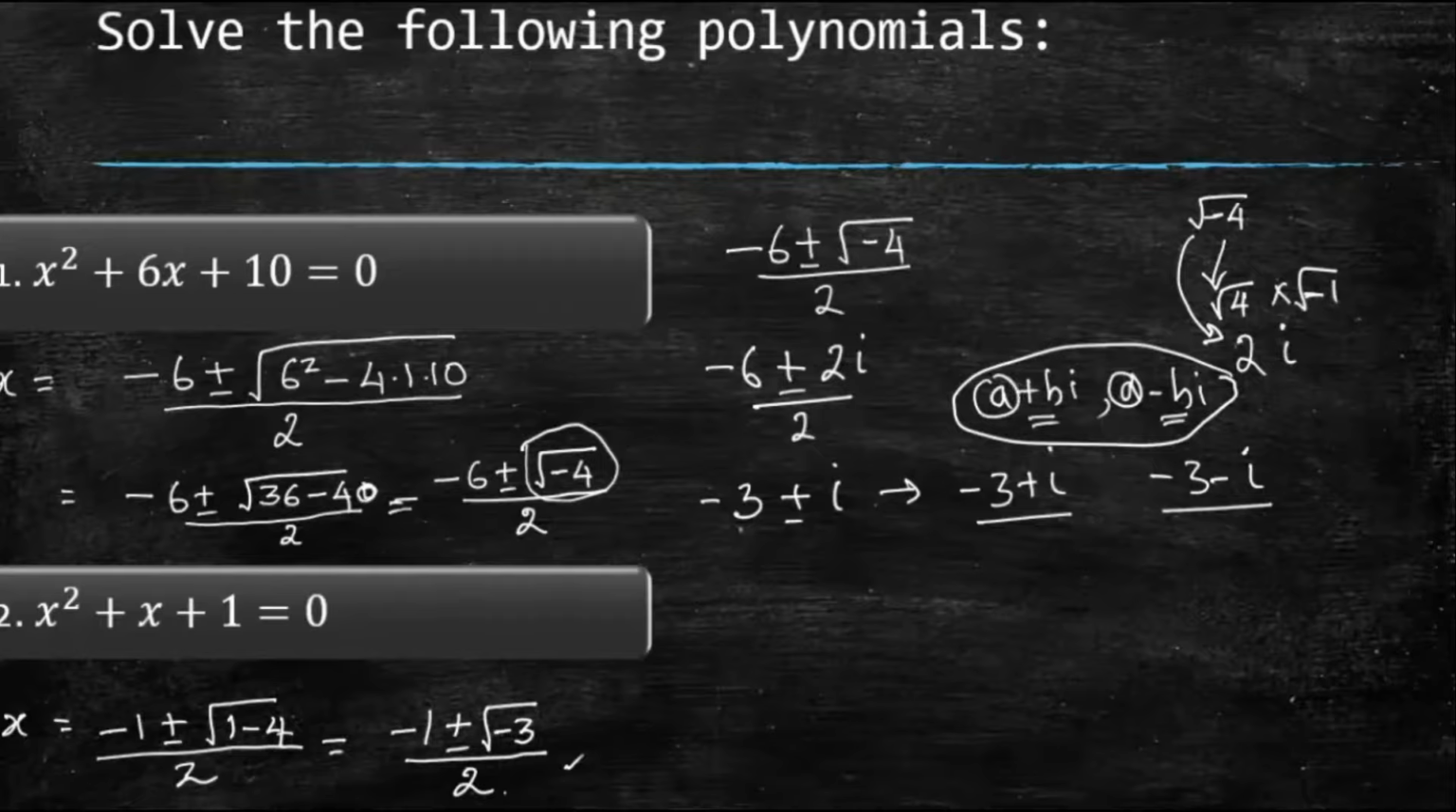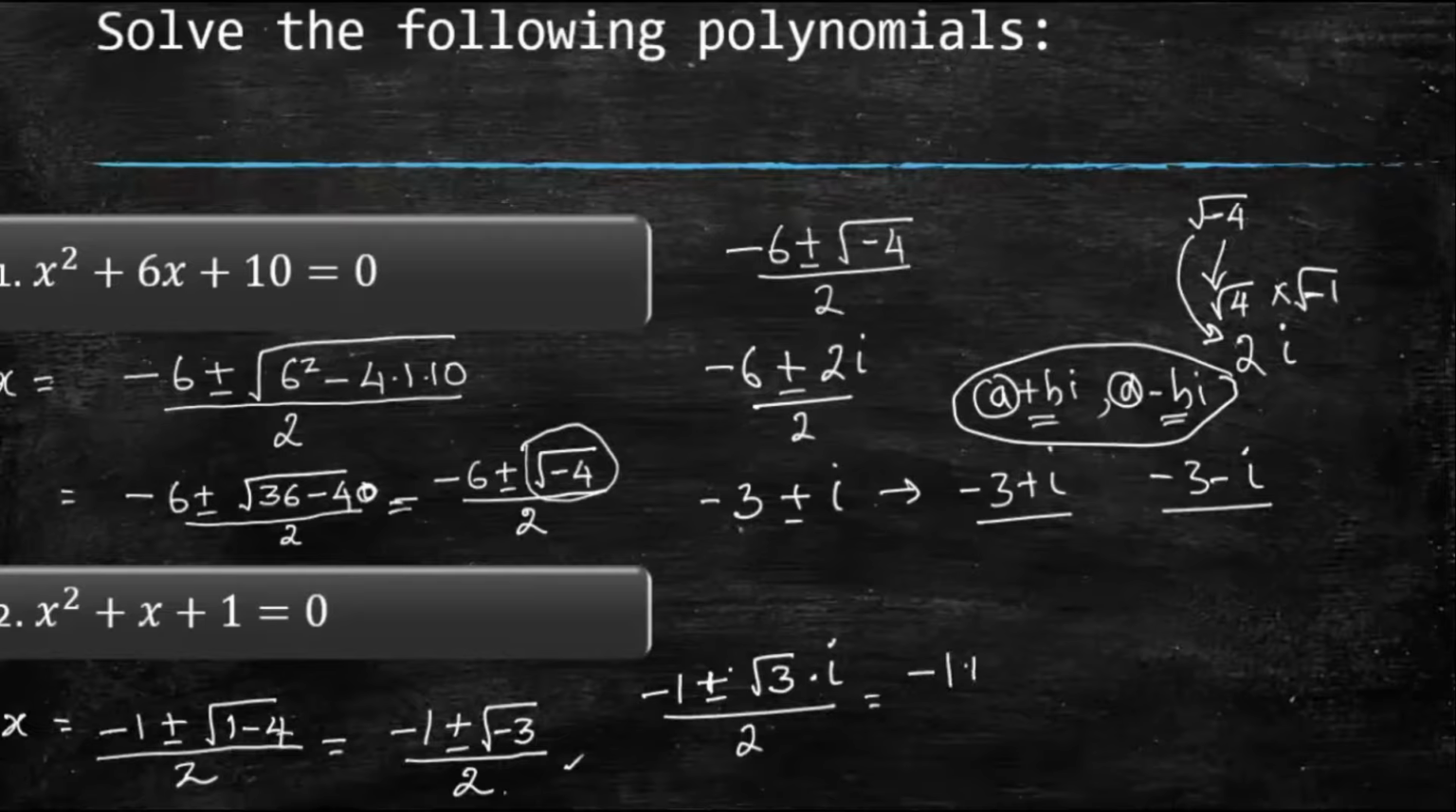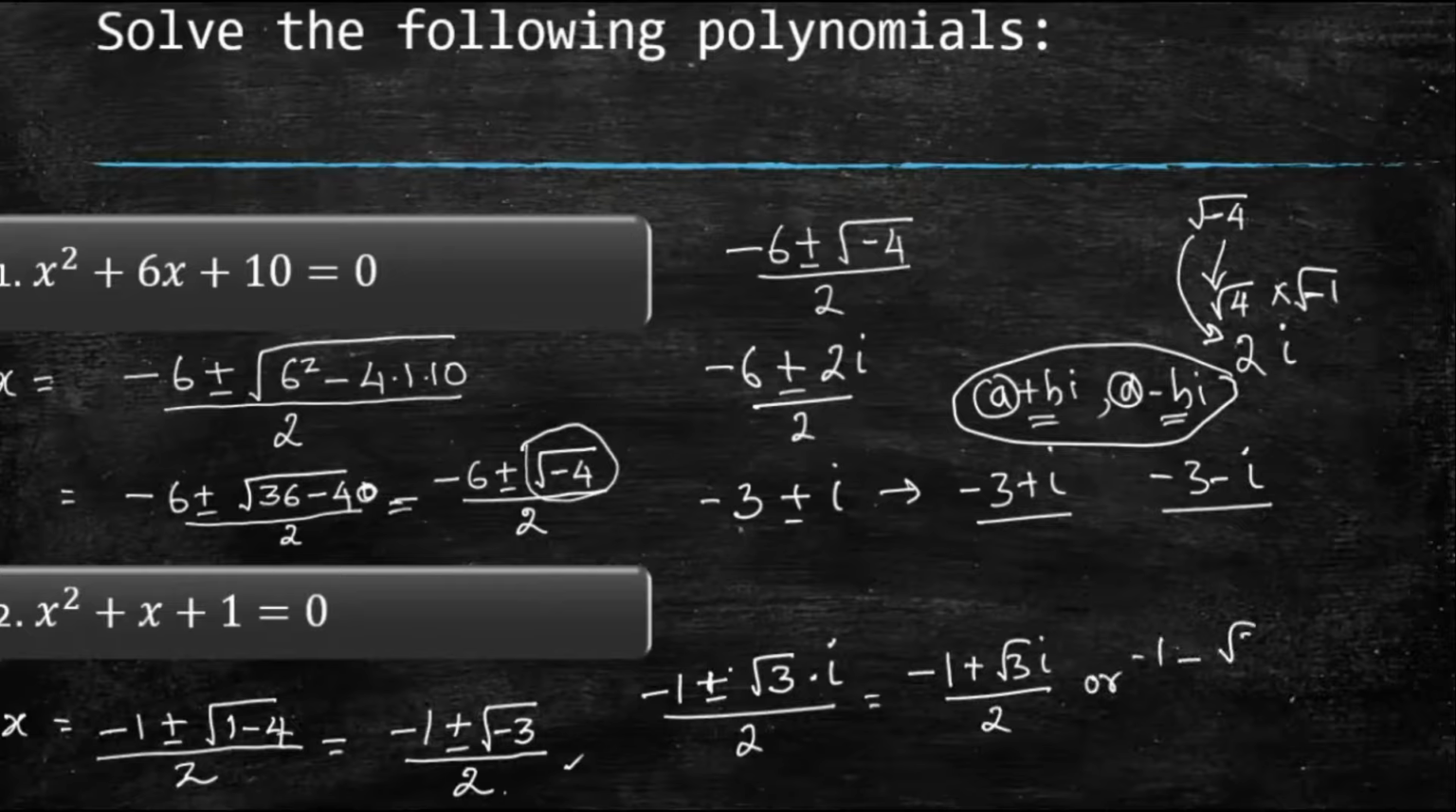How do you simplify this? Minus 1 plus or minus square root of minus 3. I can write square root of minus 3 as square root of 3 times square root of minus 1, which is i. Therefore, square root of minus 3 is root 3 i. So this becomes minus 1 plus root 3 i over 2, or minus 1 minus root 3 i over 2.